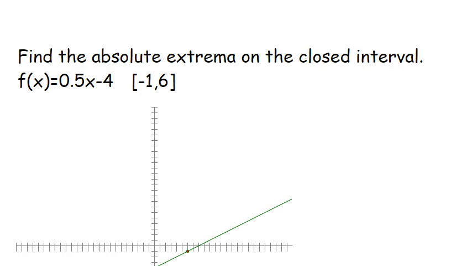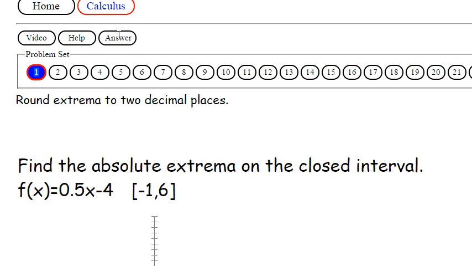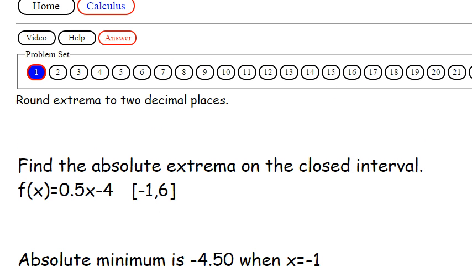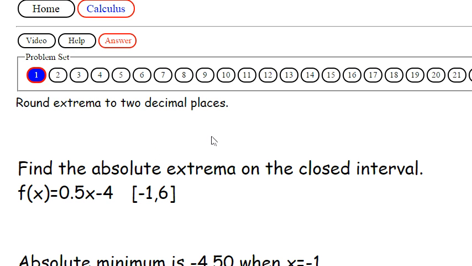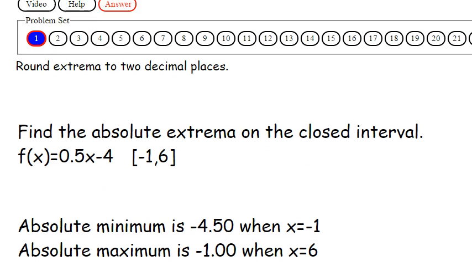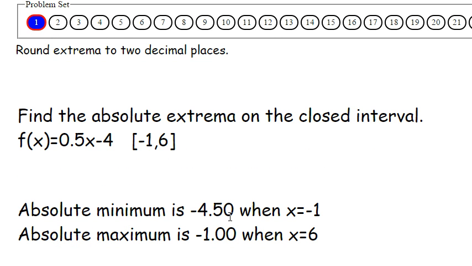Alright, so let's move over to the page again, and of course you can see that now just by looking at the graph. I threw those red dots on there so you can kind of see that. Now it says round to 2 decimal places, so we want to get it to 2 decimal places, and I just throw a 0 right where this is at. Okay, absolute minimum is -4.50 when x is -1, and the absolute max is.